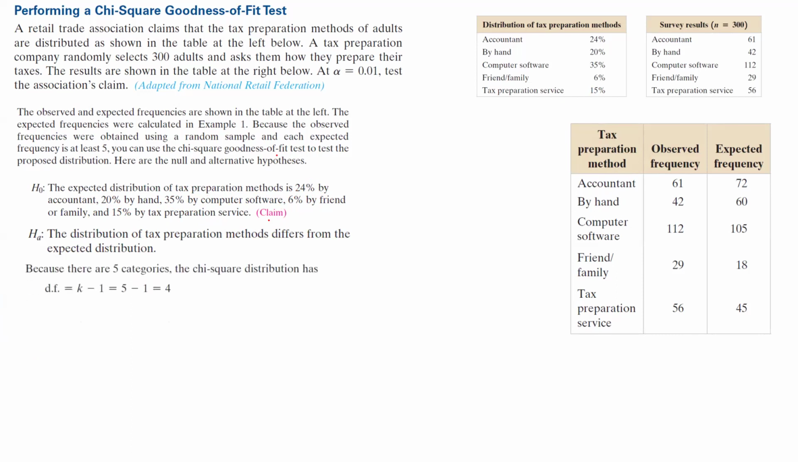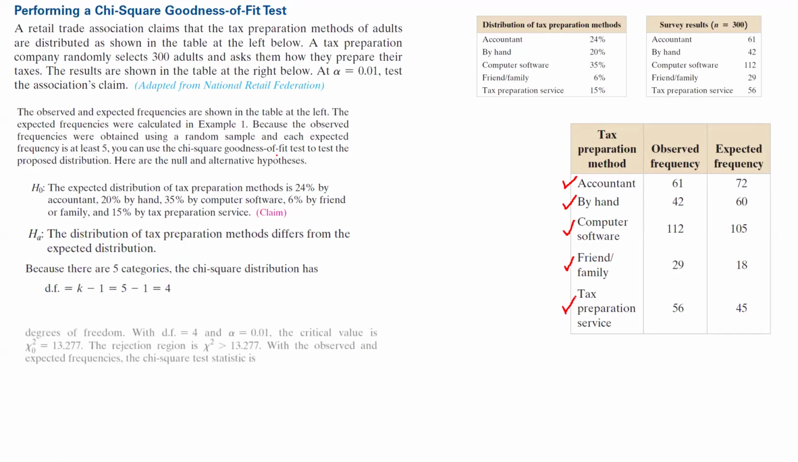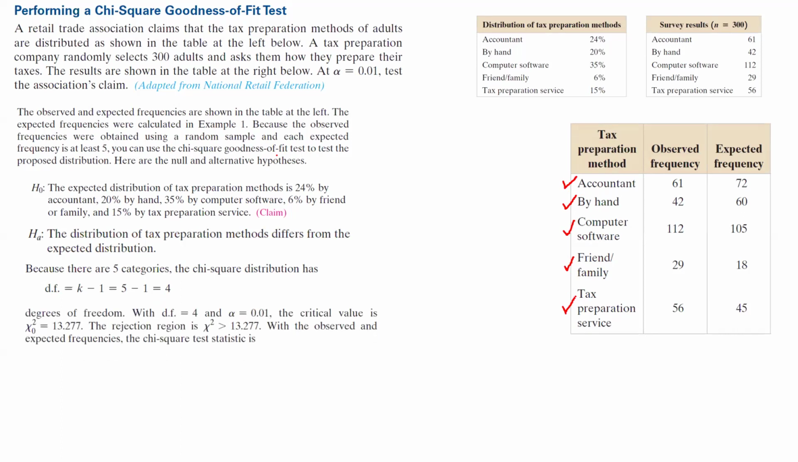Since we have 5 categories, the chi-square distribution has degrees of freedom equal to 4. 5 categories. This is the first category, accountant. The second category, by hand. The third category, computer software. The fourth category, friend and family. The fifth category, tax preparation service. Degrees of freedom is 4.